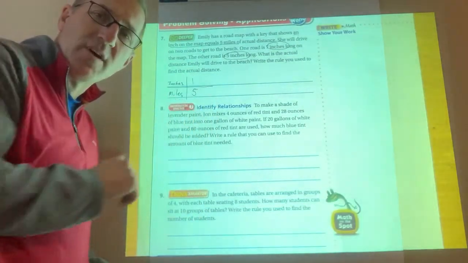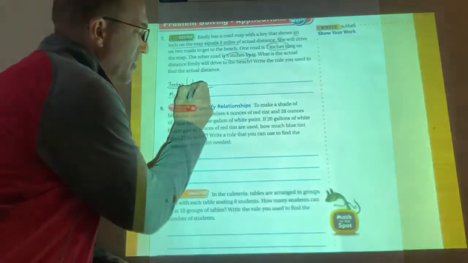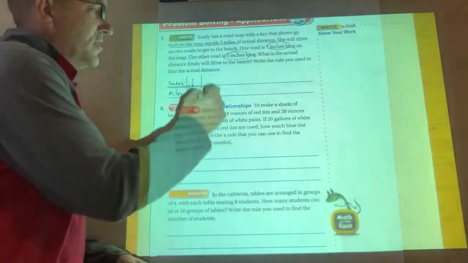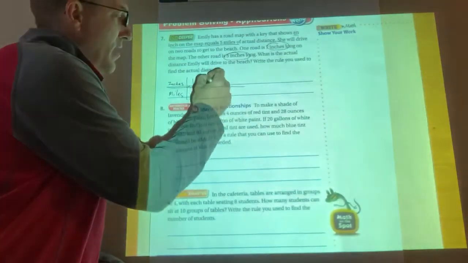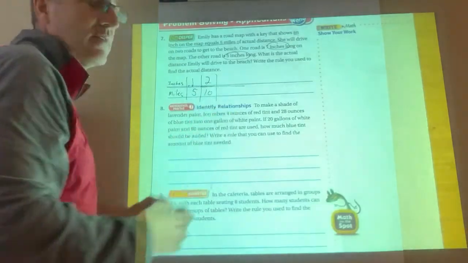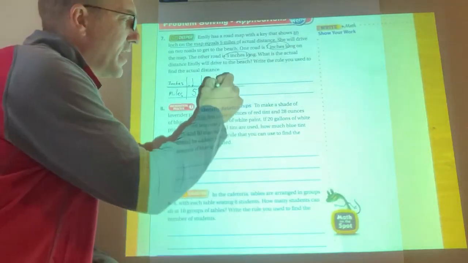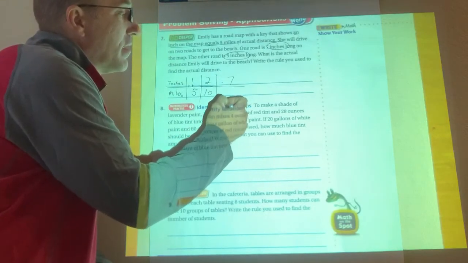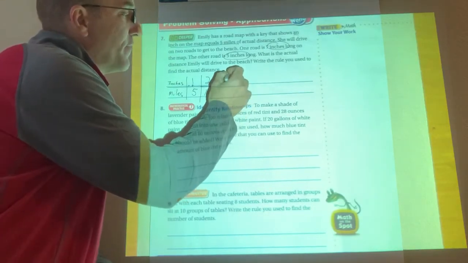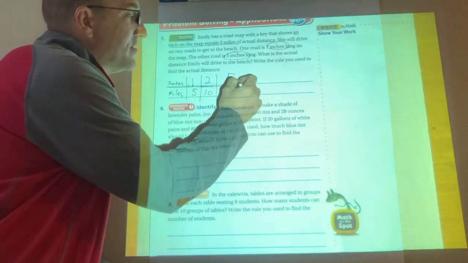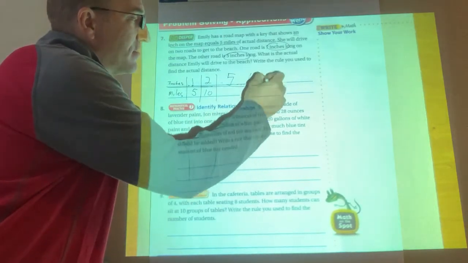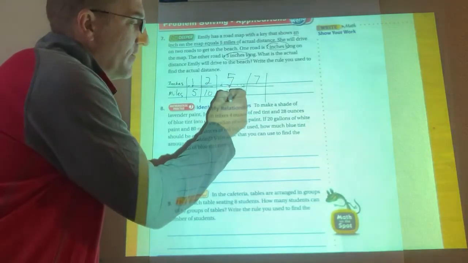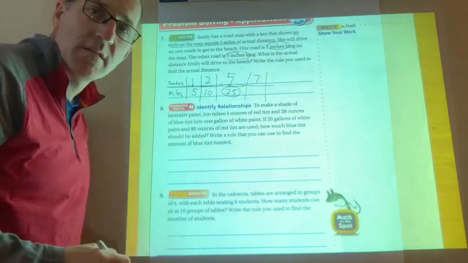From 1 to 5, what do I do to a 1 to make it a 5? Well, if I put a little multiplication sign in here, 1 times 5 is 5. So if she goes 2 inches, that's 10 miles, right? And we can just carry that all the way out. So dot, dot, dot, we go to 5, and then we'll go to 7, dot, dot, dot, 7, okay? Put those in there. 5 times 5 is how much? 25 miles. That's one of the roads.